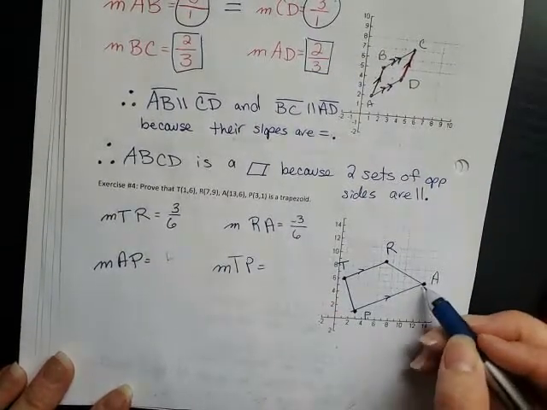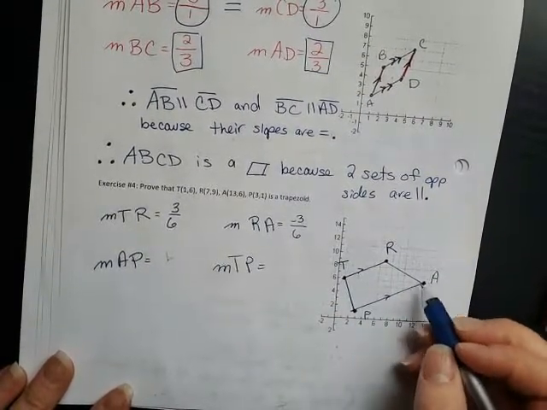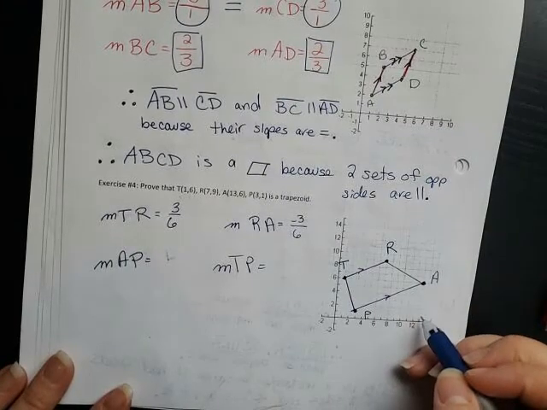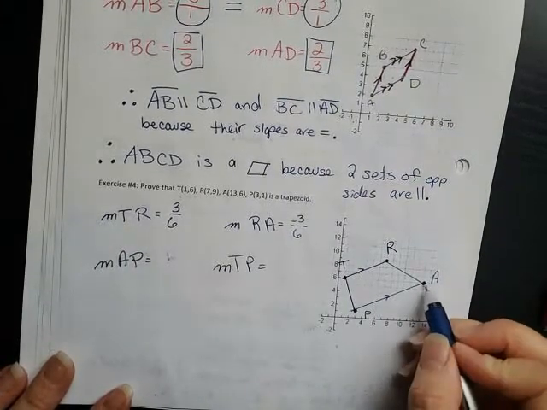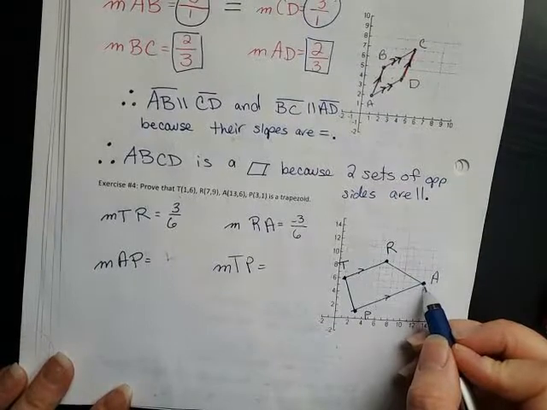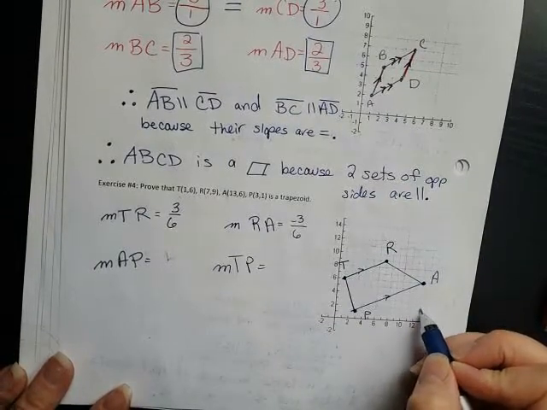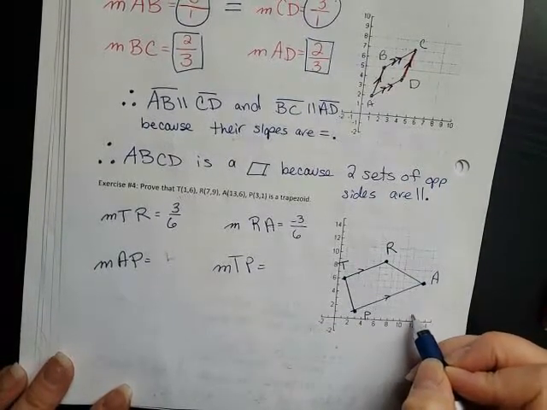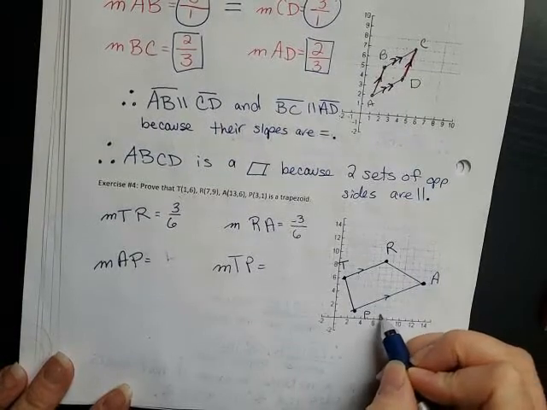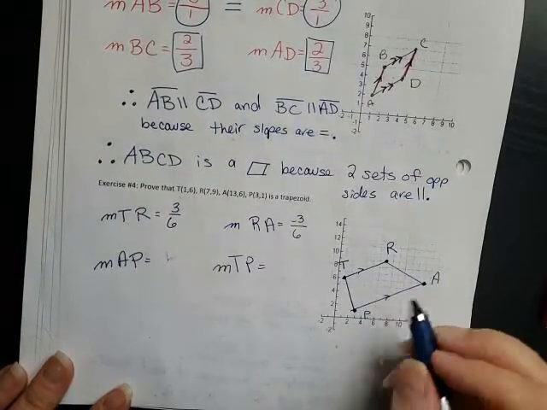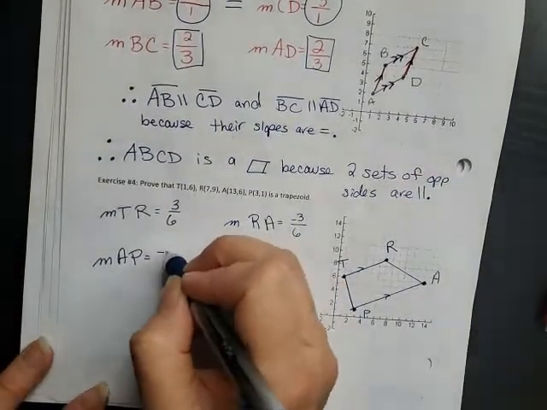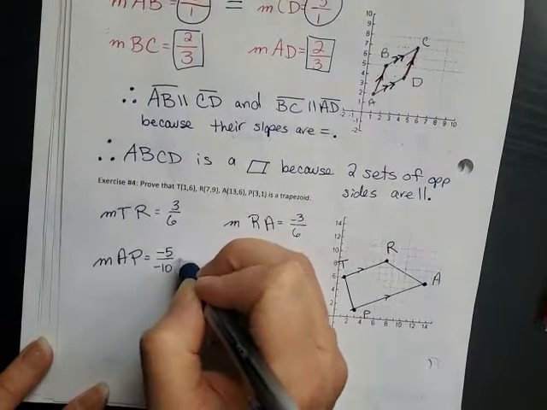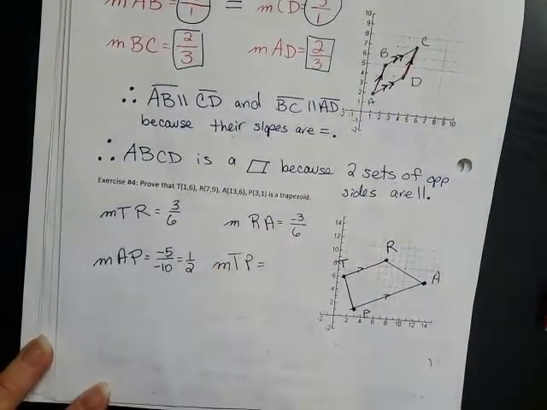AP. And again, up or down first. So I've been starting at some of the top points and just showing you can go down and then to the left. But when you go down and to the left, be careful. 1, 2, 3, 4, 5 down. 1, 2, 3, 4, 5, 6, 7, 8, 9, 10 over. So that's -5 over -10 does reduce to +1/2.